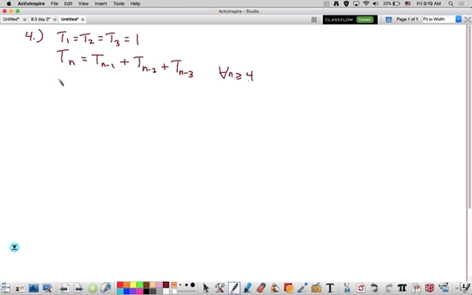And then you're asked to prove that T sub n is less than 2 to the power of n for all those n, right? So that's what you're asked to prove. And let's write it down. Let's start with our real base, and then we'll do the 4.